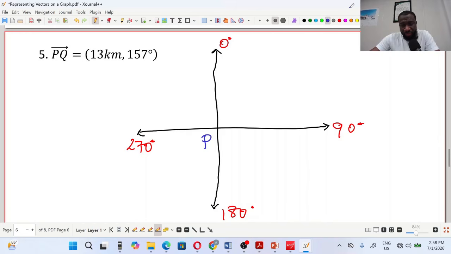So I just have to move all the way here. Remember, if you want an easy way, I just have to ask myself, what do I have to add to 90 to be able to get 157? Right? So it tells you that if I add 67 to this, I'm going to get what? 157. So I just have to go all the way down here.